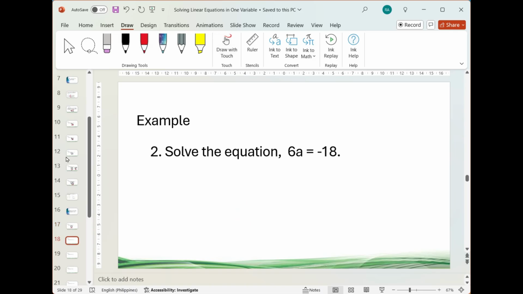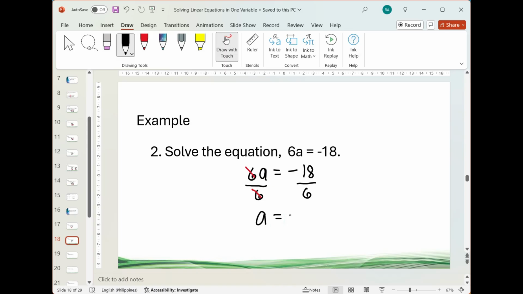Another example. So let's solve the equation 6a equals negative 18. So kopyahin natin. 6a equals negative 18. So dito si a may numerical coefficient na 6. So dahil 6 yung katabi ni a, we will divide both sides of the equation by 6. So 6 divided by 6 is 1, so cancel. A equals negative 18 divided by 6, that is equal to negative 3. So therefore, A is equal to negative 3. So dito, kapag nakita nyo na integer yung numerical coefficient ng unknown, usually ginagamit natin yung division property of equality.